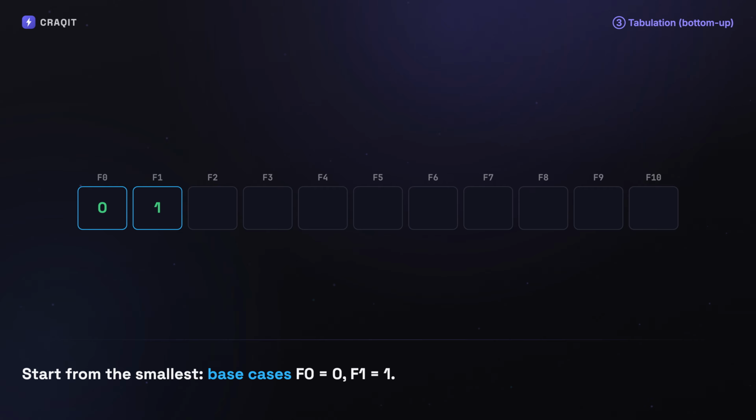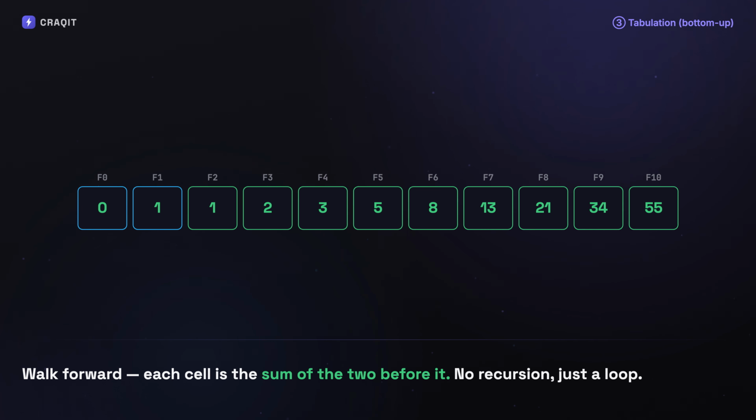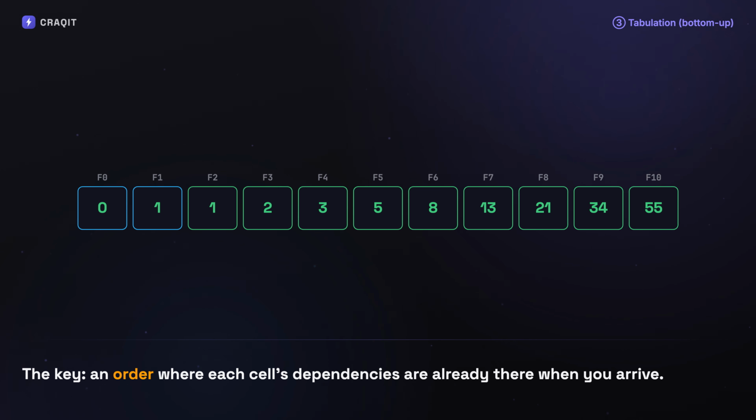Slot by slot, the table fills, left to right, until the answer you want is sitting in the last cell. No recursion, no call stack, no cache misses, just a loop filling an array. Watch it fill. Every value is computed exactly once, in an order that guarantees the pieces it needs are already there when it arrives. That's the key insight of bottom-up. You choose an order so that by the time you compute a cell, its dependencies are done.